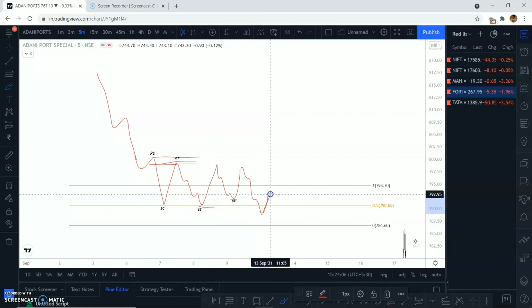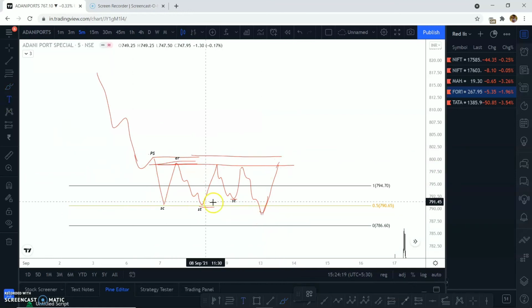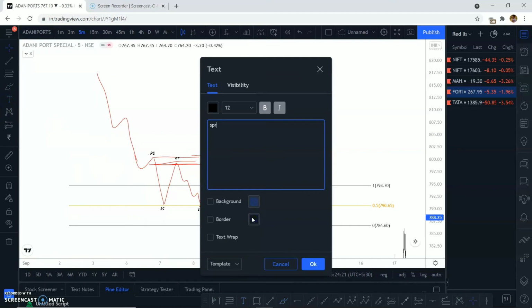spring. But will it be a spring unless and until this supply is taken out? This is the most crucial point, guys. Unless and until this supply is taken out, this is not your spring. So this could be a spring with a question mark, because it's not confirmed, right?